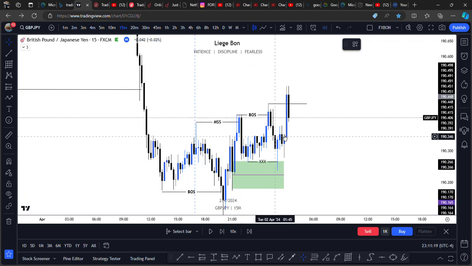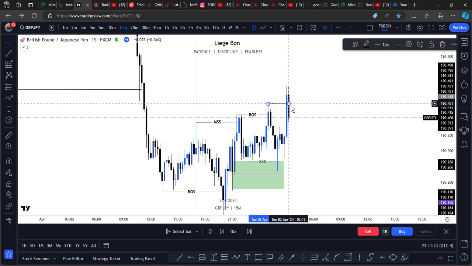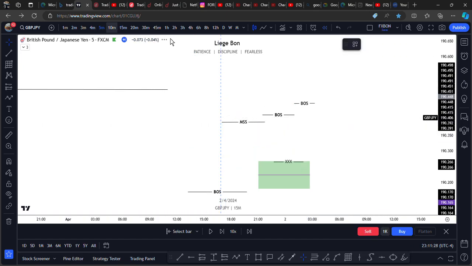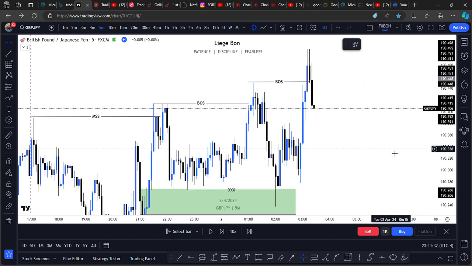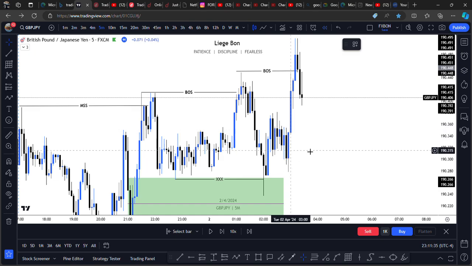Okay, perfect. We have a break of this structure again. Now we're going to follow simple market order flow, right? So let's go to the 5 minutes time frame and see what it looks like. On the 5 minutes time frame, this is what it looks like. Now you can see we have a demand here.